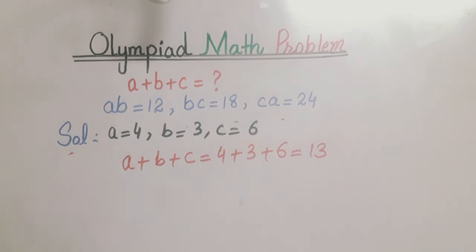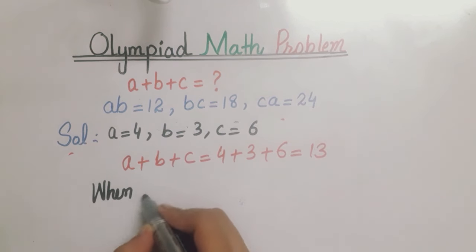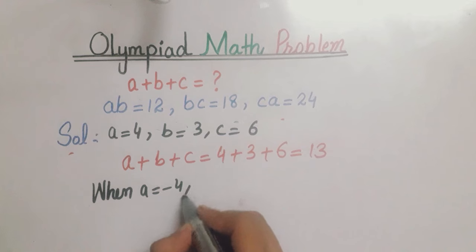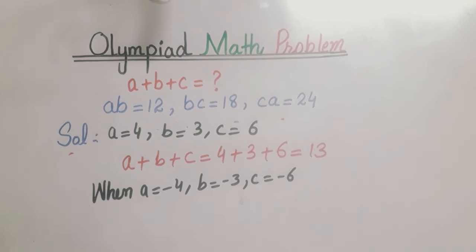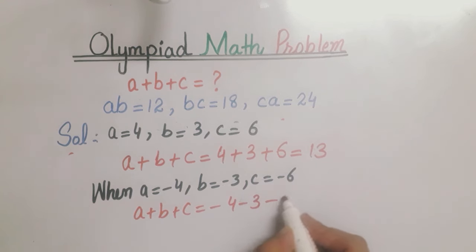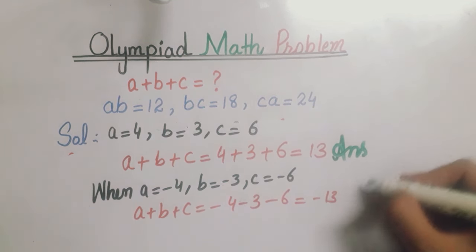Now the other case, when A is minus 4, B is minus 3 and C is minus 6. So this implies A plus B plus C is minus 4 minus 3 minus 6, that is minus 13. So 13 and minus 13 are the answers.